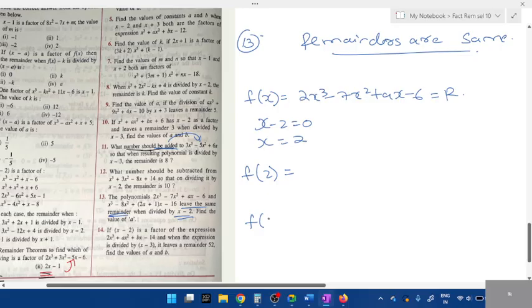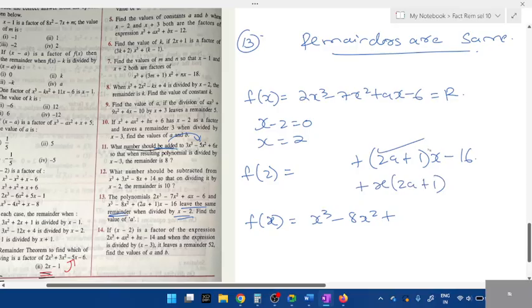All of you will respond, students. What's the second equation given? Yes, x cube minus 8x square plus, open the bracket, look here, plus 2a plus 1 into x minus 16. This is the same, and even if you write it like this, both are the same. If you write it like this, definitely you'll get confused. When you're writing, write it like this, students: x into 2a plus 1 minus 16.